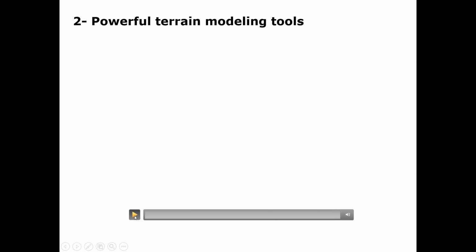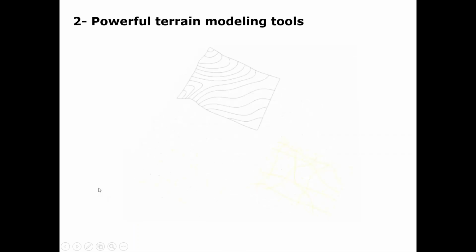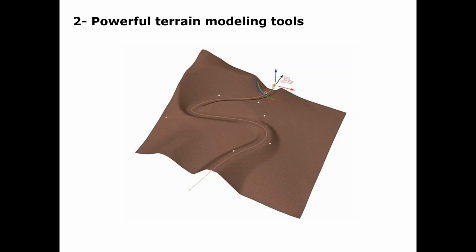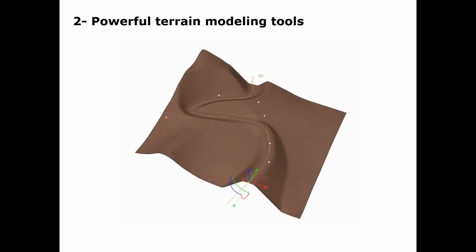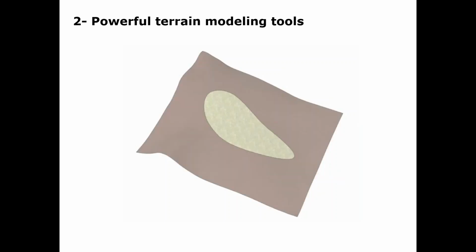Another reason is that Lens Design contains powerful terrain modeling tools. Terrain can be created by lines, point clouds, or a combination of lines and points. Then you can modify the terrain easily by control points. You can create cuts and fills. You can create different paths in the terrain. And then by control points, at any moment of the project, you can modify these operations. You can also divide the terrain and assign different materials and textures to the terrain. And finally, at the end of the day, you will have the list of land operations or earth moving operations, which is generated automatically.